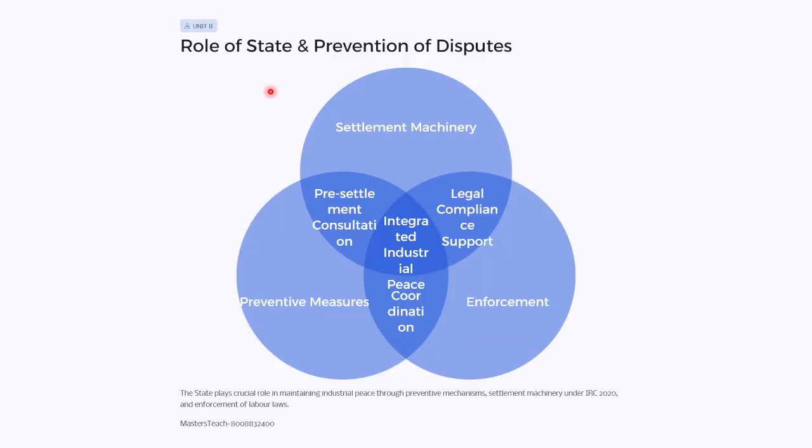Then role of the state and prevention of disputes. Here settlement machinery is there, preventive measures are there, and enforcement is there. The state plays a crucial role in maintaining industrial peace through preventive mechanisms. So settlement machinery under IRC 2020 and enforcement of labor laws.